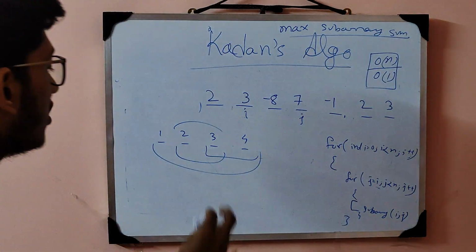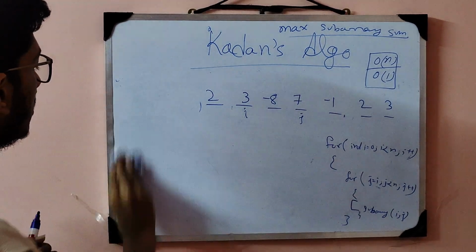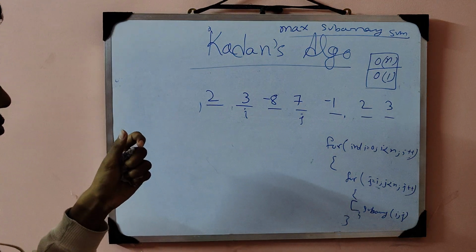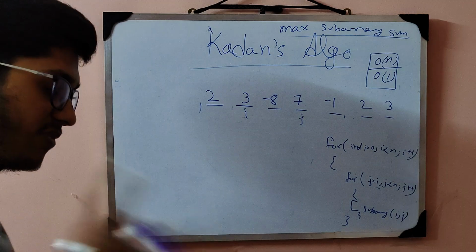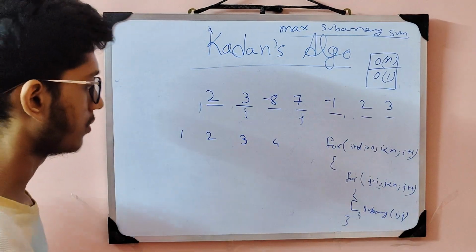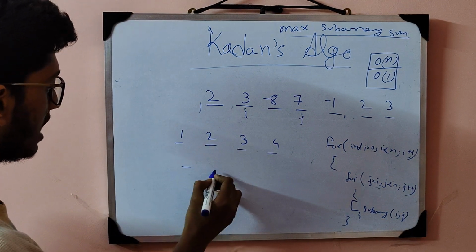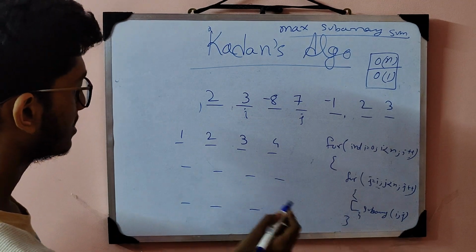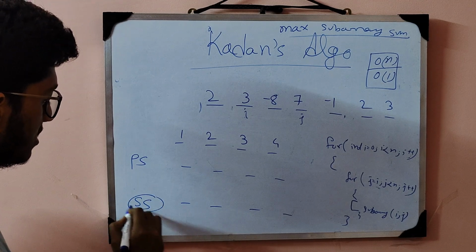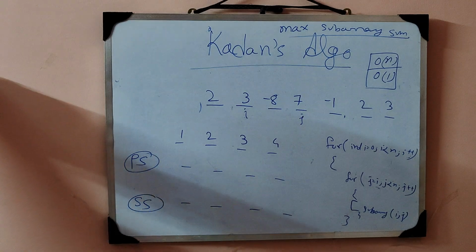Here I will be using pre-computations. Pre-computation means I will calculate previously the suffix and the prefix sum of the array. What is suffix and what is prefix sum? Okay, 1 2 3 4. Suppose this is my array. I will be making two more arrays: the prefix sum array and the suffix sum array. SS, not like anything else, and this is PS.